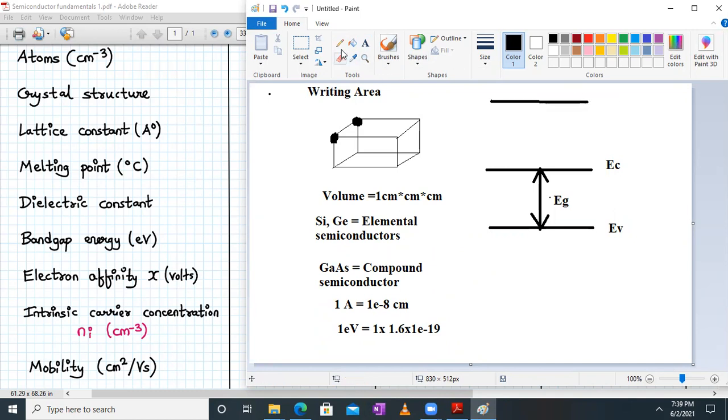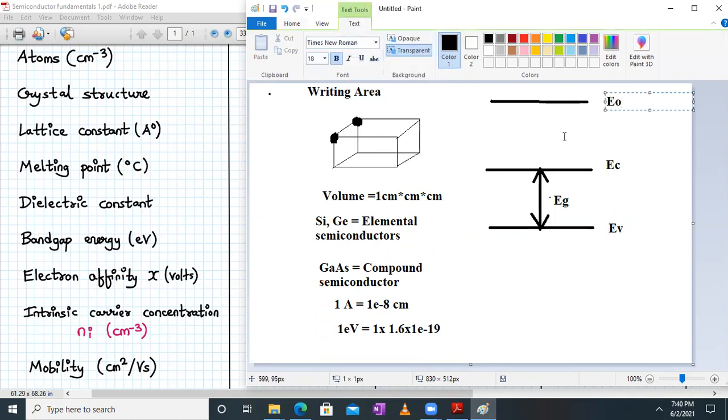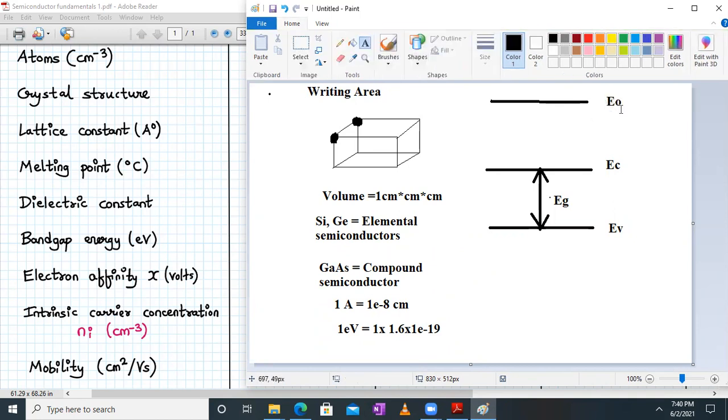Okay, and this is denoted by E naught, the vacuum or free energy space. So this distance over here, from here to here, is my electron affinity. This is denoted like this.